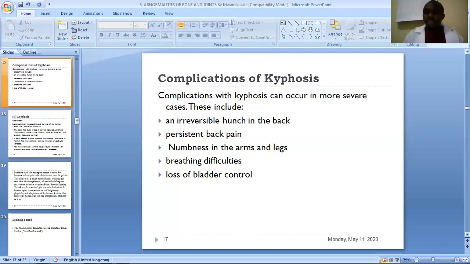So today's tutorial was on kyphosis. The other time we discussed scoliosis. The major bone deformity we're remaining with is lordosis.